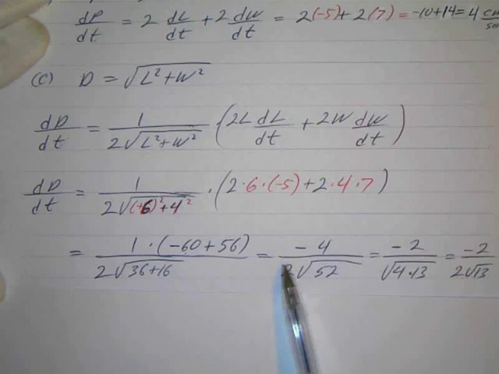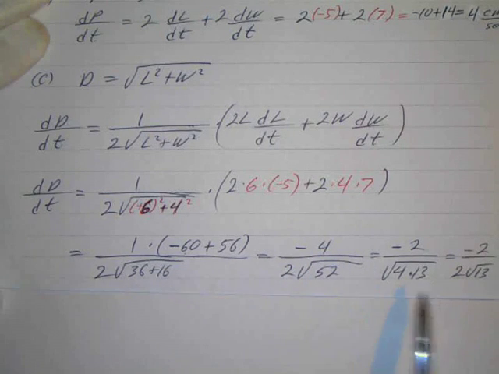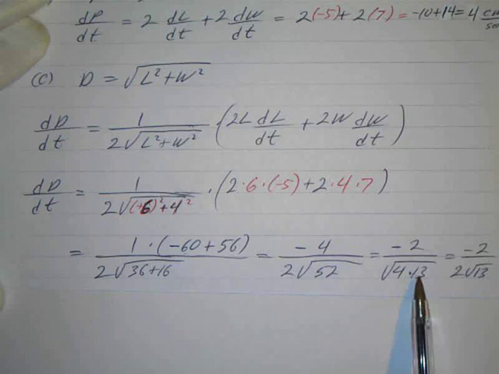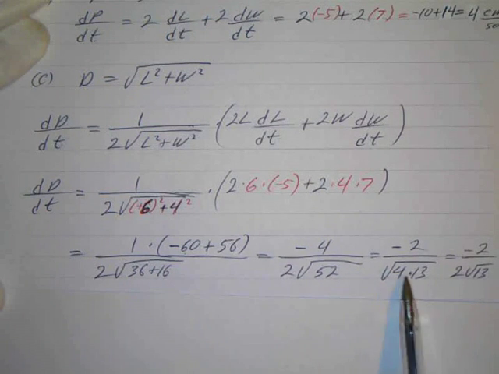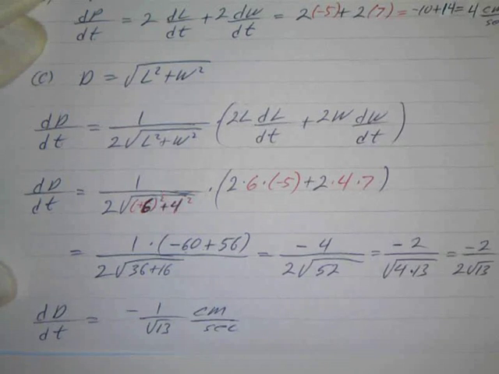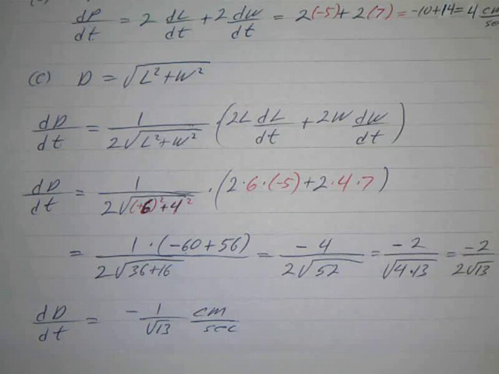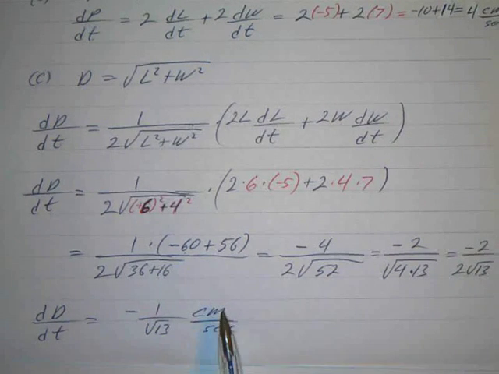Now we can simplify. 2 goes into 4 2 times, but 52 is the same thing as 4 times 13. See all these factors of 4, you're going to end up with 4 as a factor. And the square root of 4 is 2, but 2 over 2 is 1, so there's your final answer. dD/dt is negative 1 over the square root of 13. And that's, again, a diagonal. It's going to be in linear measurements, so that will be centimeters per second.